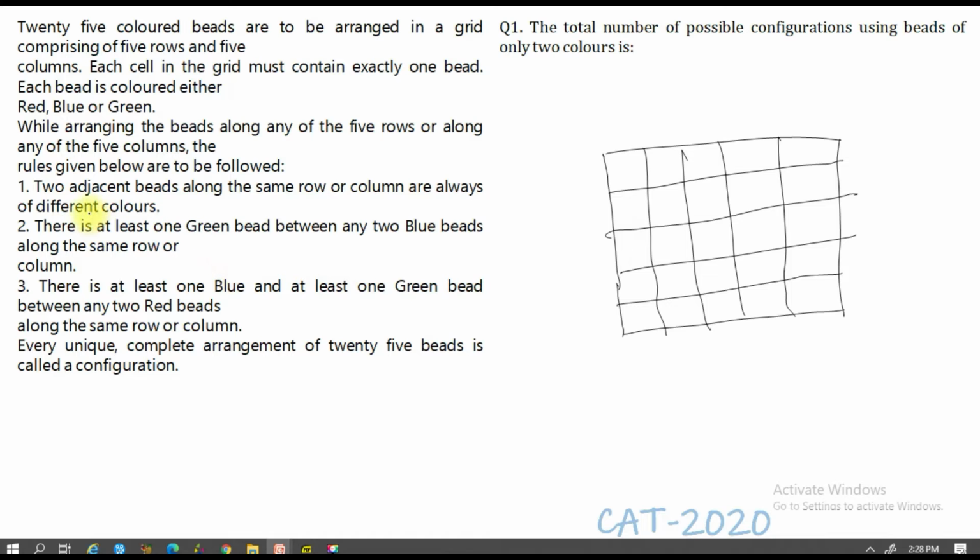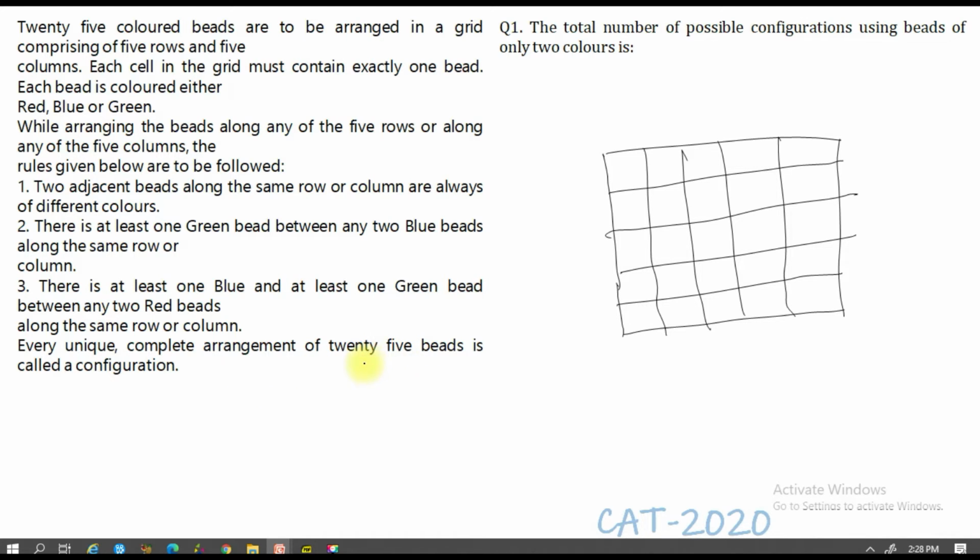How many conditions are given here? 2 adjacent beads along the same row or column are always of different color. There is at least one green bead between any 2 blue beads along the same row or column. That means you'll have to put at least one bead of green color between any 2 blue beads. There's at least one blue and at least one green bead between any 2 red beads. So if you want to maximize red beads, in that case minimum 2 beads must be between them. That's it. Every unique complete arrangement of 25 beads is called a configuration.